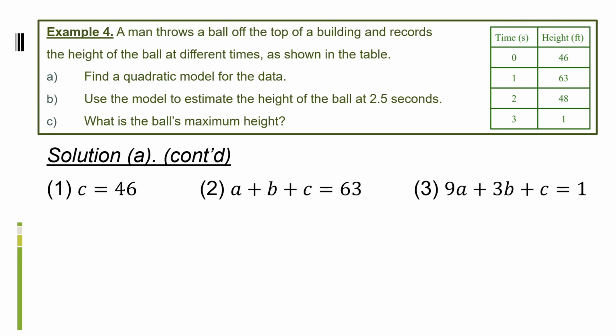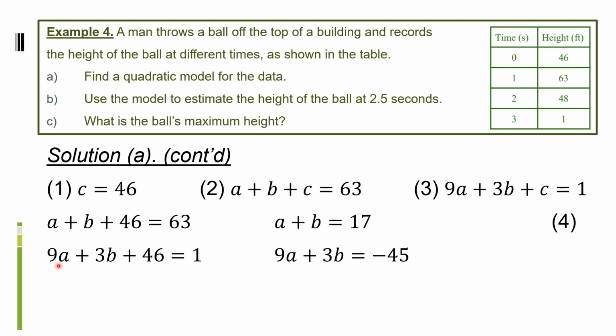Now that we have these three equations, eto naman obviously isa lang to. So pwede natin siyang ilagay kay 2 at kay 3. So we have a plus b plus 46 equals 63. This results to a plus b equals 17. That is our equation number 4.